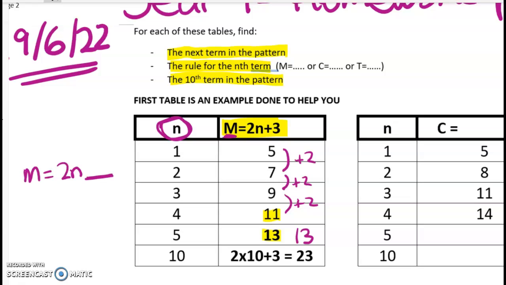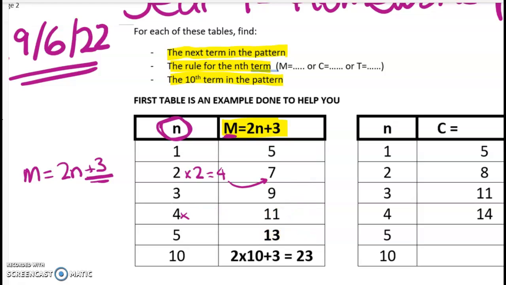Remember, there are 2 ways to do this. We can work out 2 twos and see what we get. We get 4, but we want to get 7, so we have to add on 3. So my rule is going to be 2n plus 3. I could do that with any other number as well. So 4 times 2 gives me 8, but I want to hit 11, so I have to add on 3.